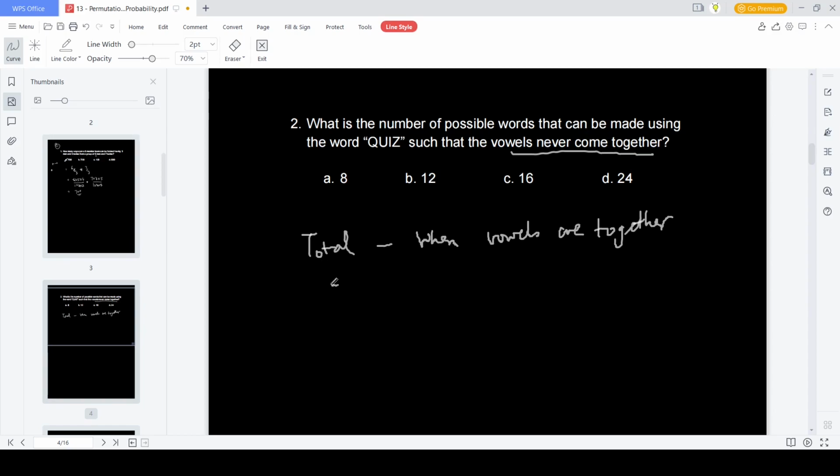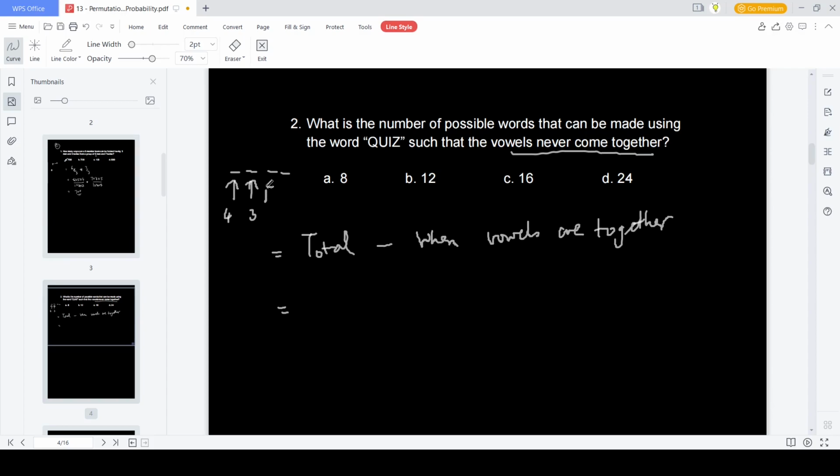Okay, so basically I can write this like this, right? Because it's very difficult to count how many combinations there are when the vowels never come together. So we'll go with the opposite. Okay, so total comes as what? There are four spots. If there are four spots, the first spot can be occupied by four letters.